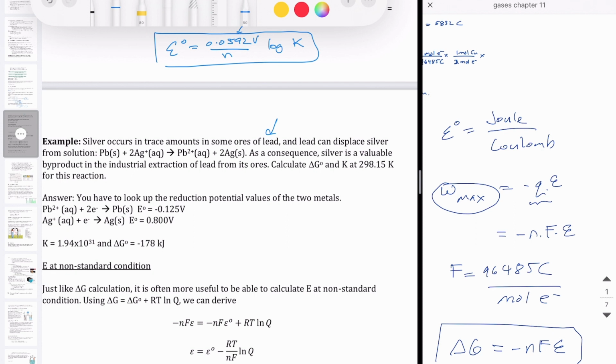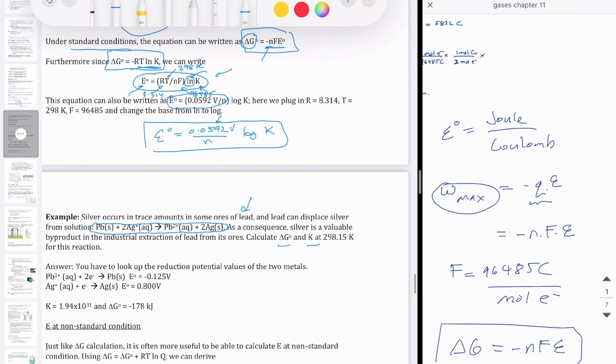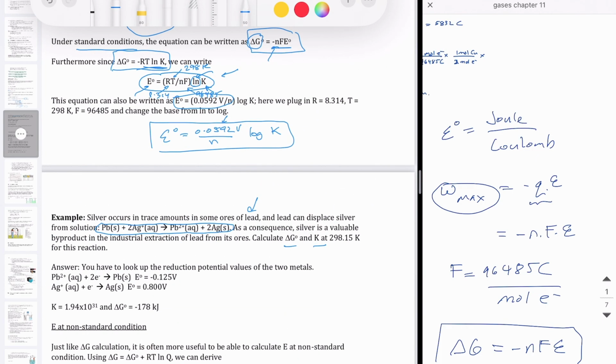So here it says that silver occurs in trace amounts in some lead, and we can use lead to actually displace silver in a single displacement reaction. And this is what the reaction looks like. So the question is, what's the delta G naught and the K for this reaction, where you have that single displacement of silver ion to make it into silver metal?